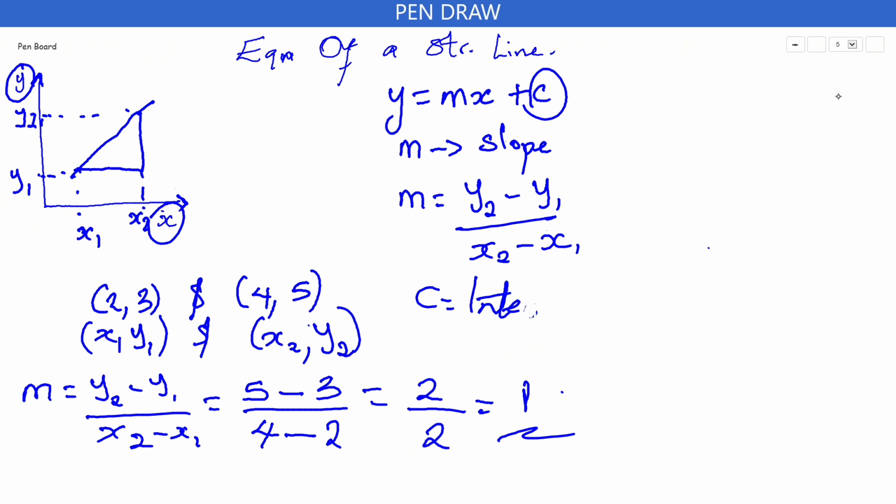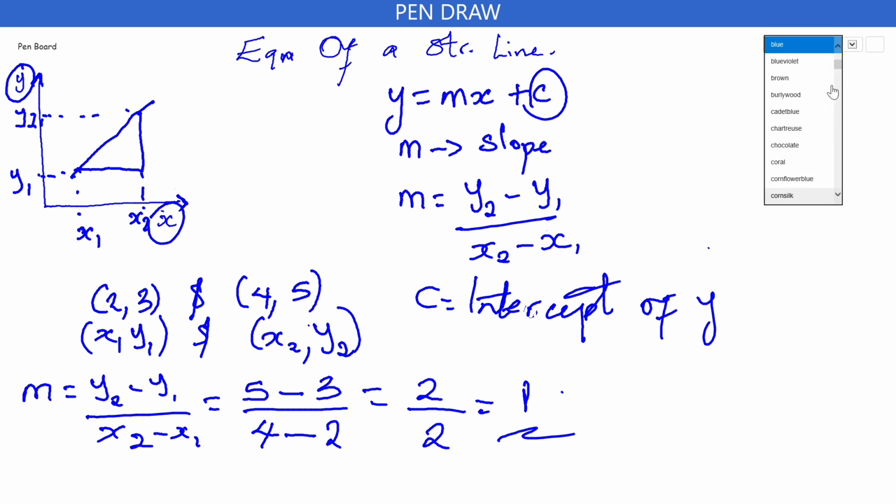Good. So when we have that C, it is the intercept of what? Of the y-axis. So when we draw this straight line, let's imagine that we draw it to this point.